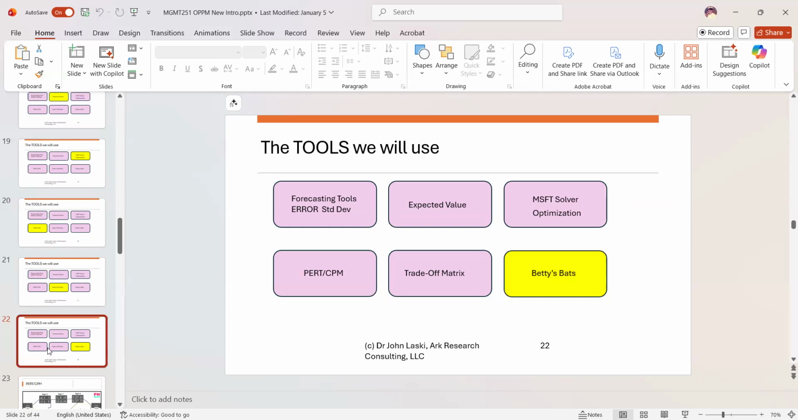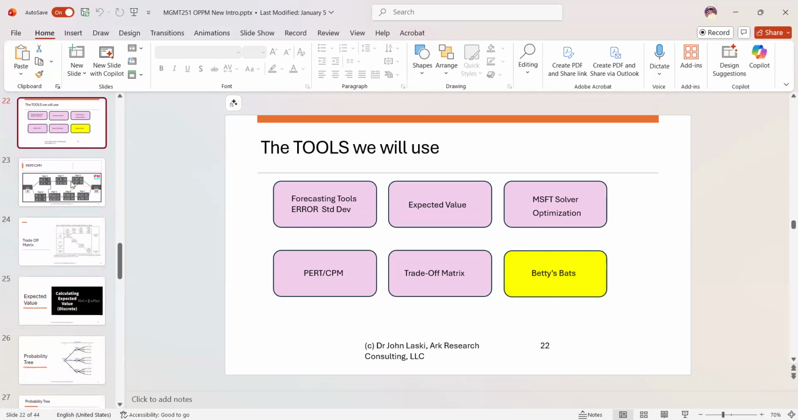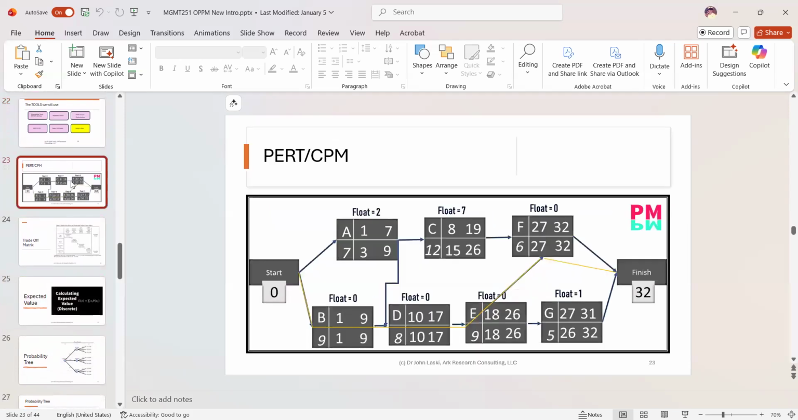And then Betty's Bats, which is our final deliverable that we're going to be looking at as our final metric of measuring our outcomes in the course.